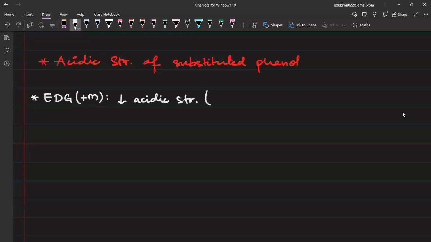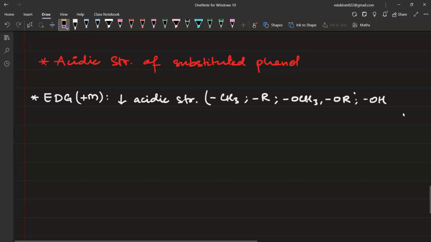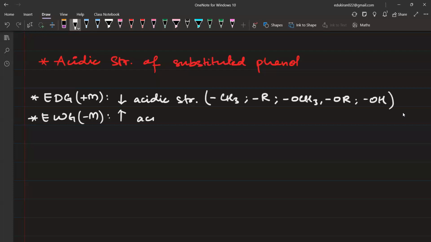What are these generally? You can have CH3 or any alkyl group, OCH3 methoxy generally, or any OR group, any alkoxy group, or, let us suppose, one more OH group, or NH2 group, all of these types of things. These are going to decrease the acidic strength. Right? When I have even one more OH, then this is also going to decrease the acidic strength. These are the generally electron donating groups which are going to decrease the acidic strength. Another thing is that we have electron withdrawing groups. These are minus M groups, which are going to increase the acidic strength.